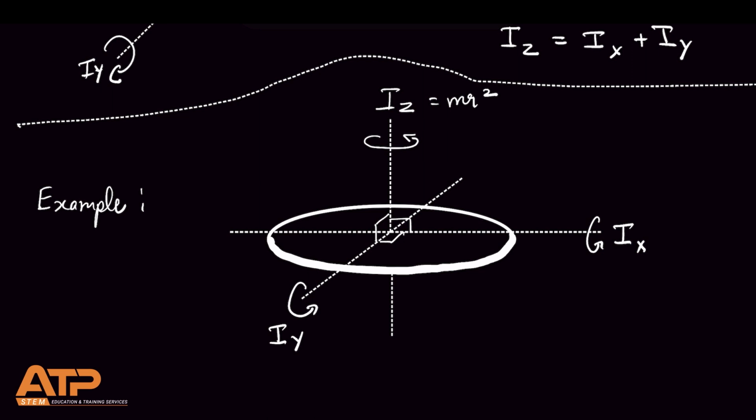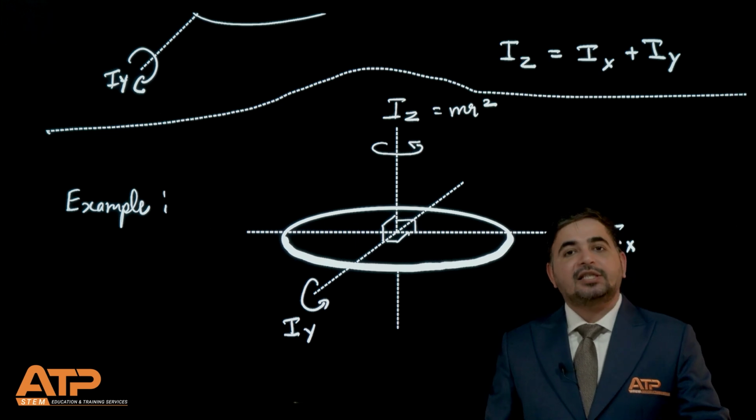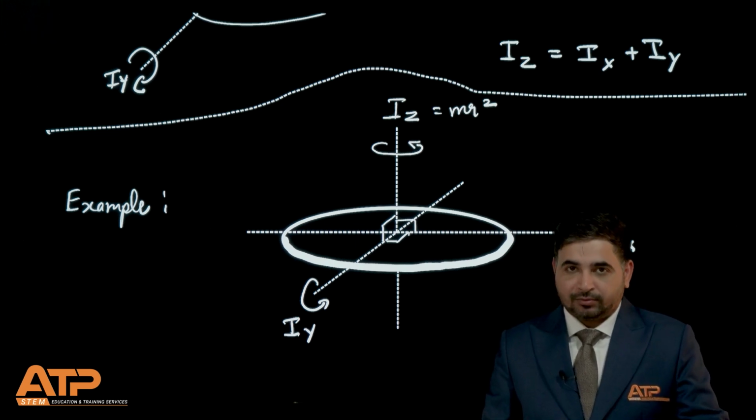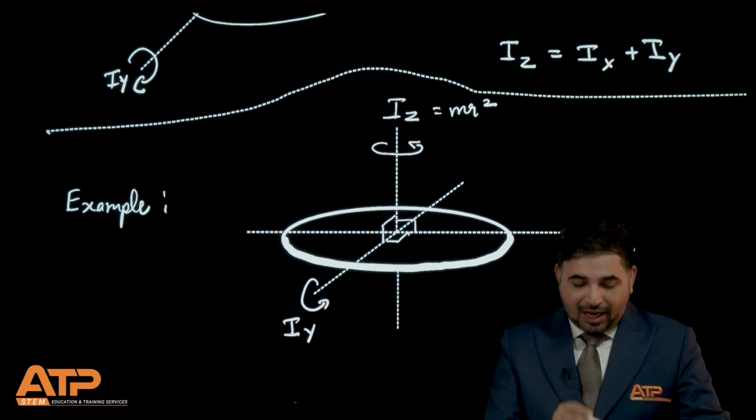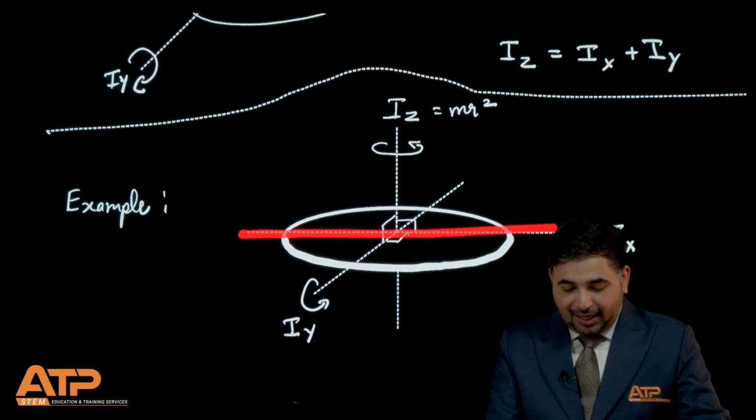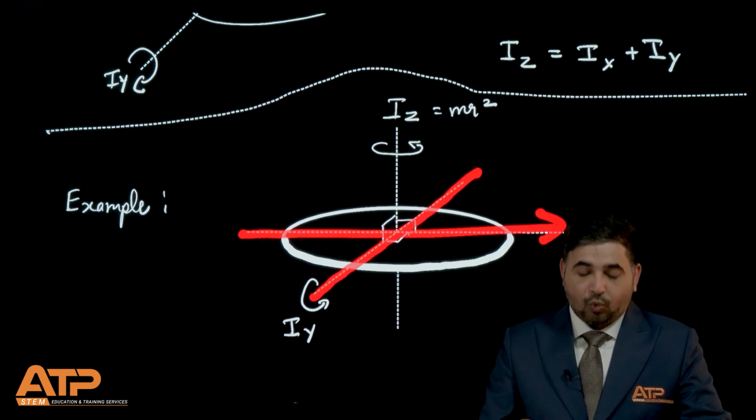This is an example. In this question, we have a ring, and we know that moment of inertia about this axis is MR square for a ring. We want to find out how much is the moment of inertia about a diameter. So here I am taking two diameters. This is along x and this is along y.